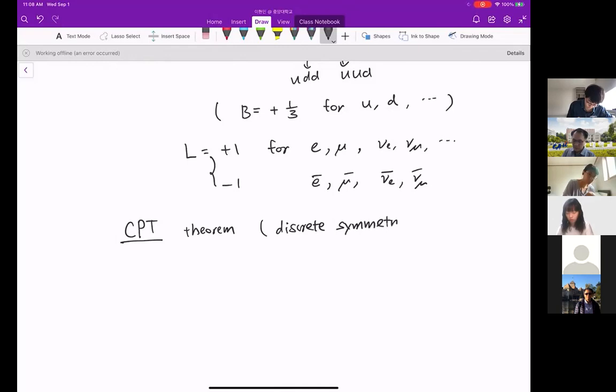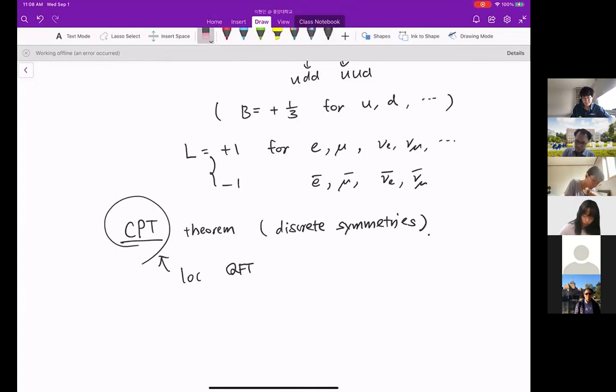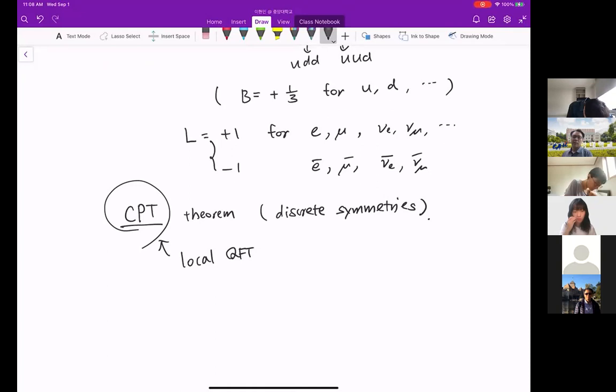So this is the CPT theorem, but you don't have to impose it separately, because of the local QFT. Local means the interaction occurs point-like. In a local quantum field theory, the CPT theorem applies. You don't have to impose it separately.